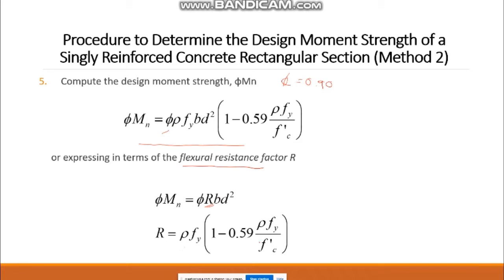But let's compute it. The result for R is in MPa if the units are MPa. If the board exam question is to determine the flexural resistance factor, use method 2. But if it asks to determine the compression block, do not use method 2, because method 2 has no compression block, unlike method 1.